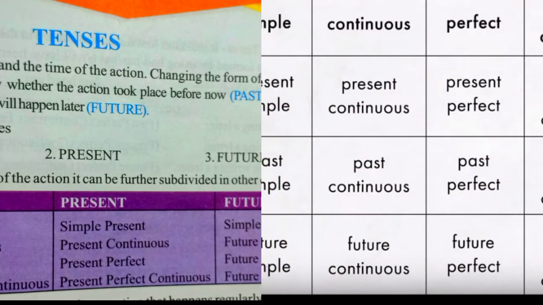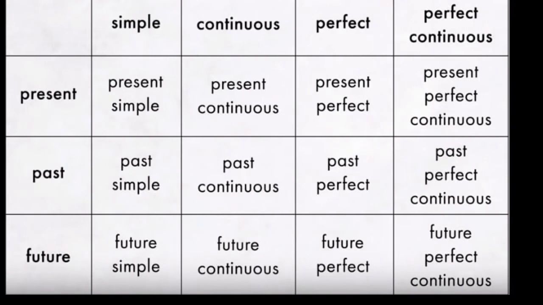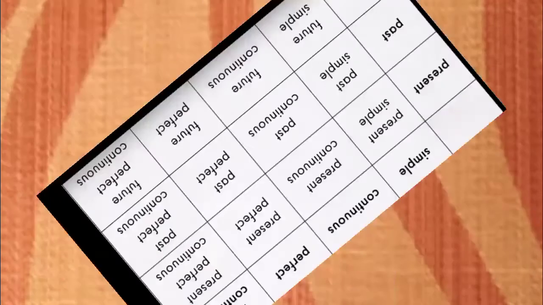Now see this table. This table shows all together the four aspects and three tenses, how they are classified and categorized with each other. This shows that there are altogether 12 tenses. Now let us see each one by one. We will see first simple tenses.